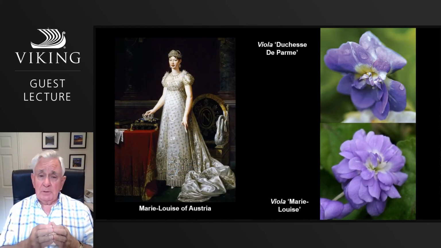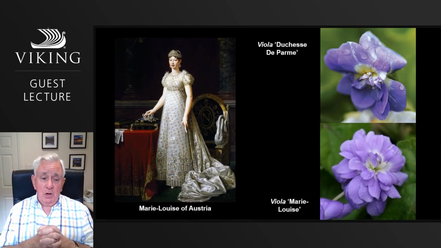His second wife, who was the Duchess of Parma, was really Marie Louise of Austria. Her father was the Emperor of Austria. He didn't want her being sent to exile in St. Helena. And at that time, Parma in Italy was under the control of Austria, so she was sent there as the governor. And she had a great passion for violets, as did Josephine, Napoleon's first wife. So she had a number of violets named after her. There's just two there, Duchess de Parme and Marie Louise.